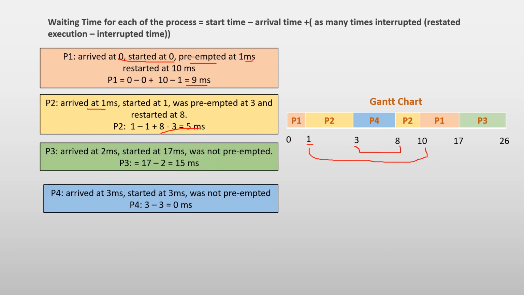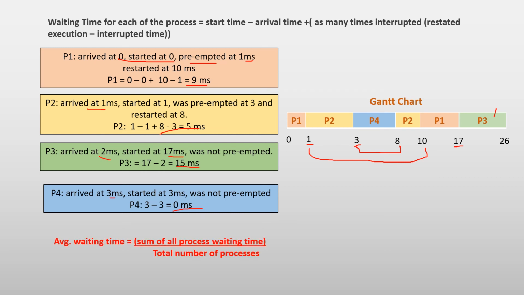Next, P3 arrived in the system at 2 milliseconds. It started at 17 milliseconds. So if you see here, P3 is here and it started its processing at 17 milliseconds. So the total amount of time that it was waiting was 15 milliseconds. And P4 arrived at 3 milliseconds, started its execution at 3 milliseconds, and it did not wait for any amount of time. So it is 0 milliseconds.